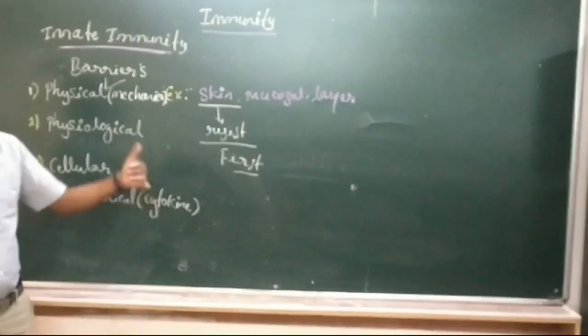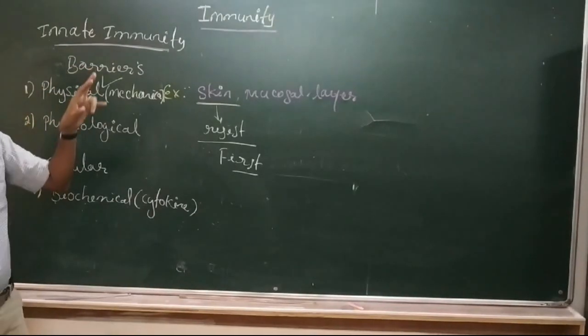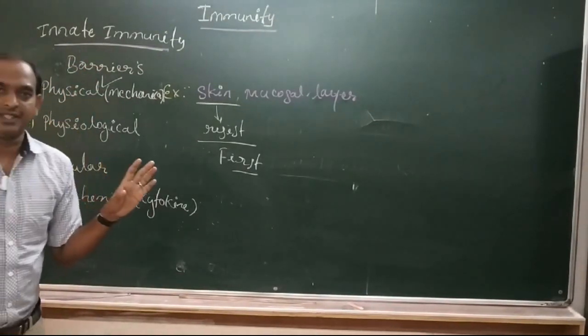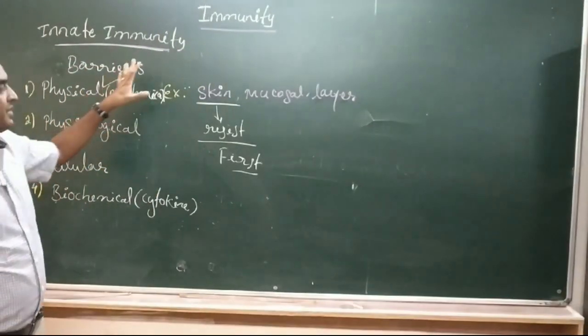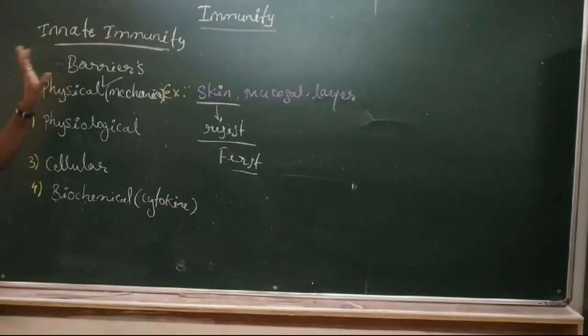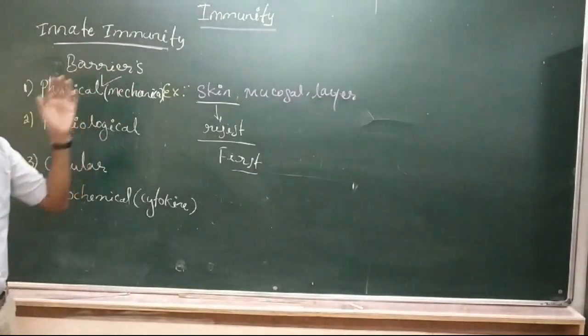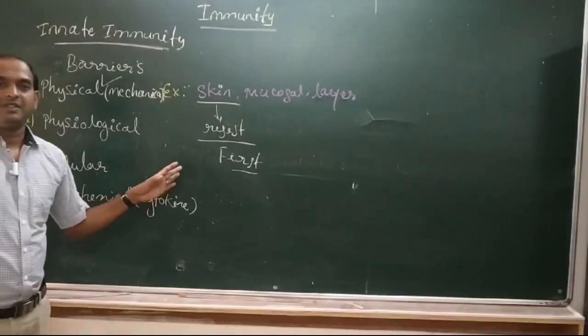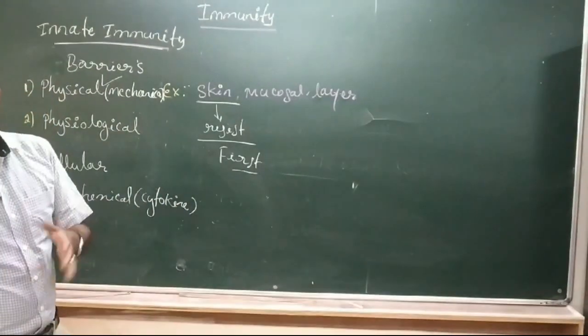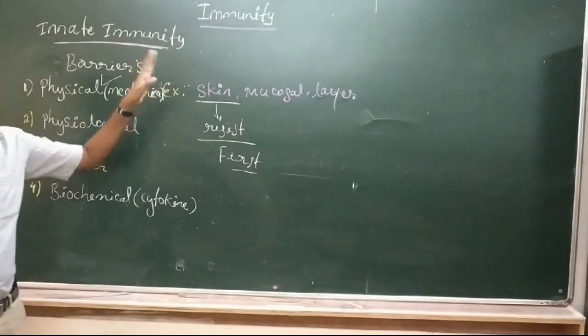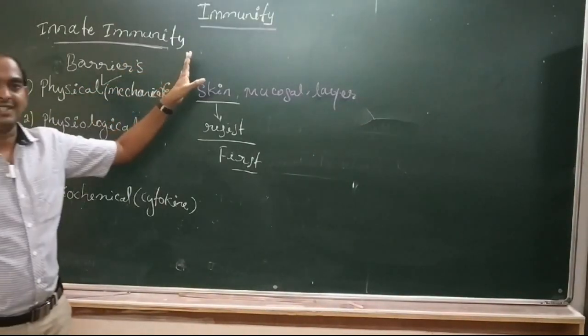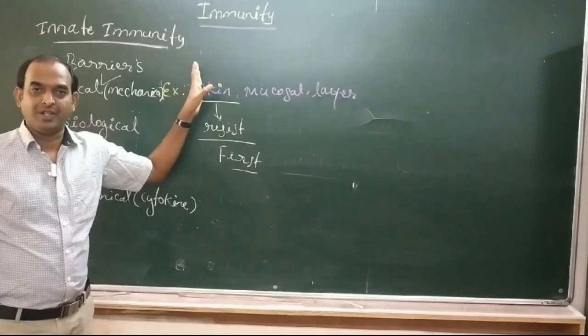About the immunity, there are two types: one is innate immunity and one is acquired immunity. We go to focus on the first type, that is innate immunity. Innate immunity means the immunity which is found by birth, and one more thing, it is a non-specific immunity.